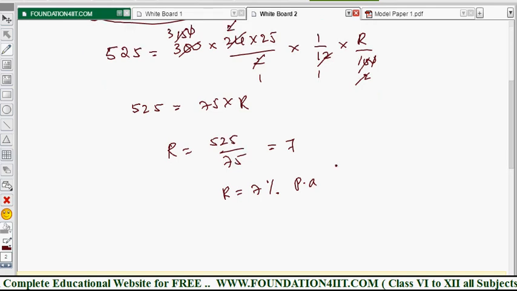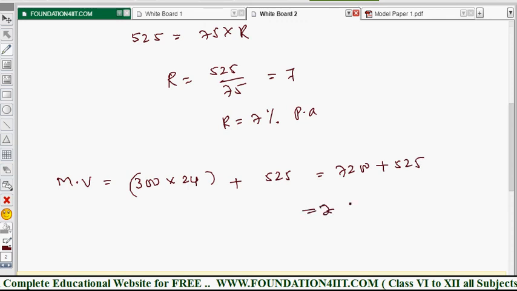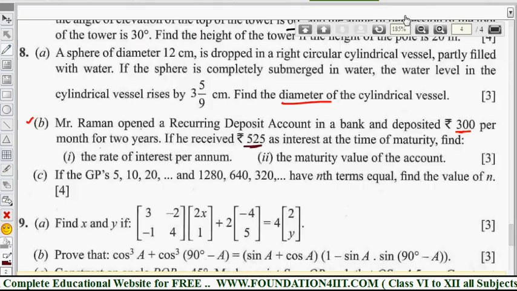Once you know the rate of interest, then you can find out the maturity value. So maturity value is the total investment plus interest. That is invested 300 per month for 24 months. This total investment plus the interest given in the question, 525. This is 7200 plus 525. That is the total maturity value, that is 7725. That is the maturity value. Okay, now that's all about this question.